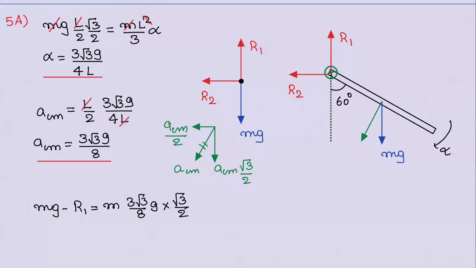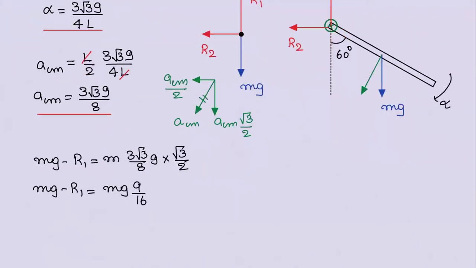So, mg minus R1 is equal to mg into 3 into root 3 into root 3, which is 3. 3 3s are 9, so 9 by 16. If you swap these two, direct step I'm writing: mg minus 9 by 16 mg. 9 by 16, how much? 16 minus 9 is 7 by 16, right? Correct. So R1 is equal to mg into 7 by 16.